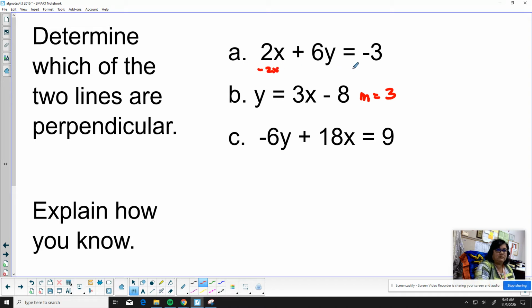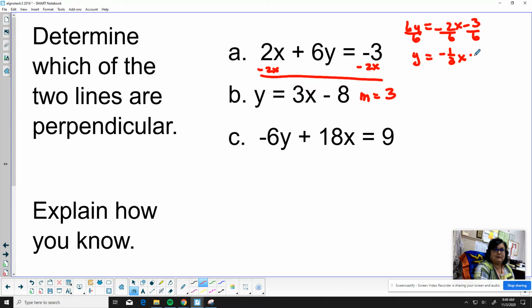So we're going to subtract 2x to get the x on the right side. I'm going to work my way sideways. So 6y equals negative 2x minus 3. And then I'm going to divide all of them by 6, which is going to give me y equals negative 1/3 x minus 1/2. So my slope for A is negative 1/3.